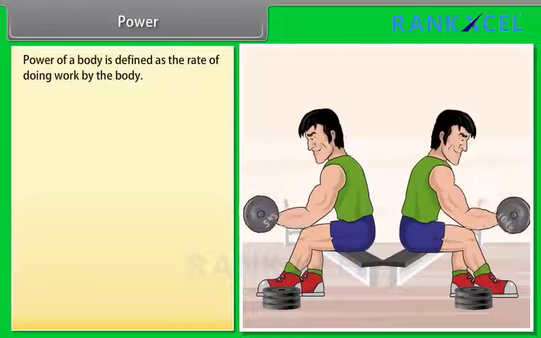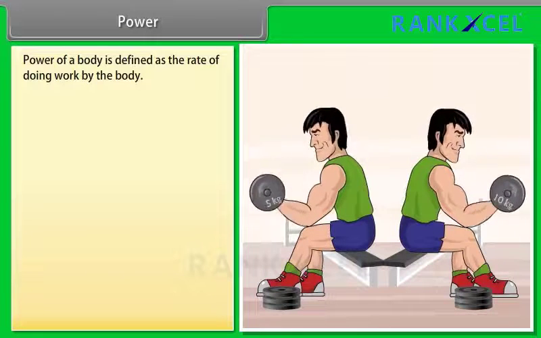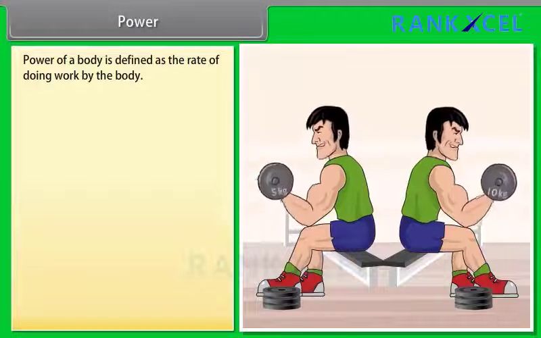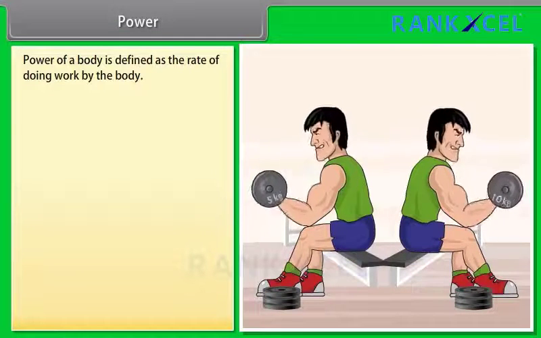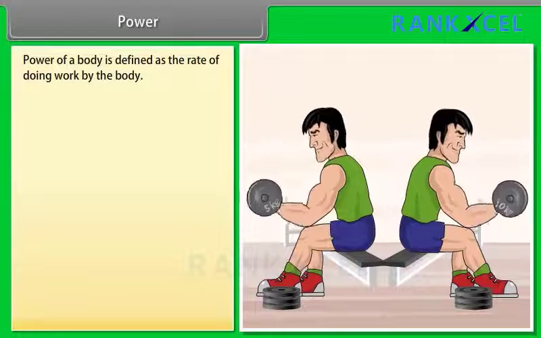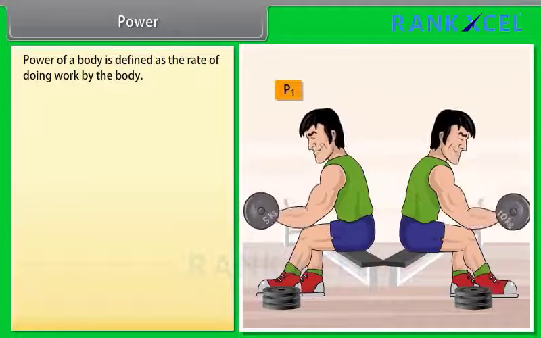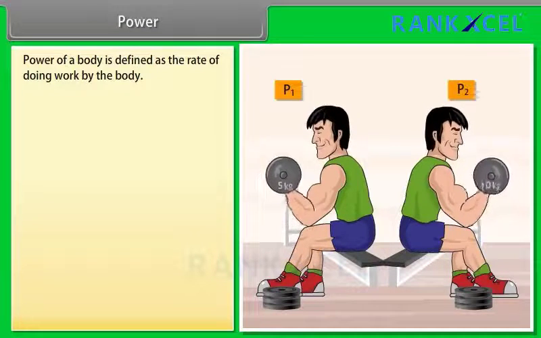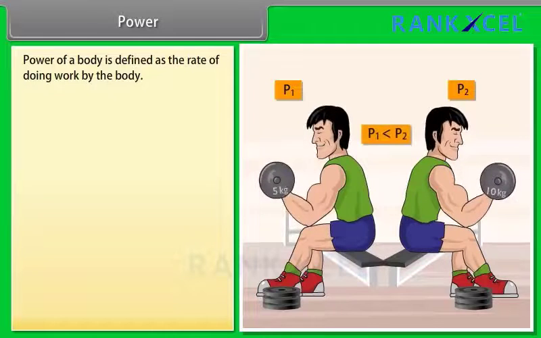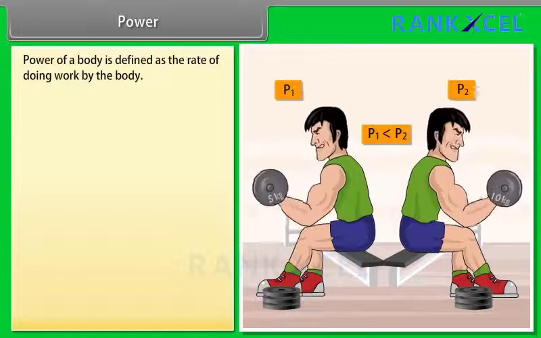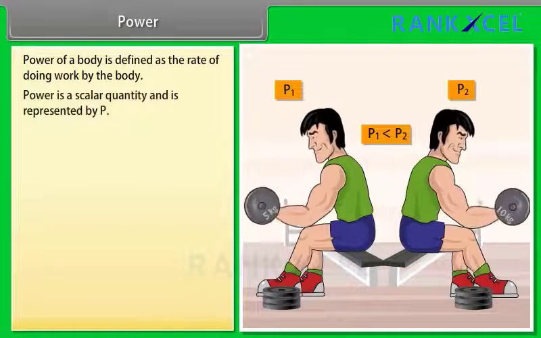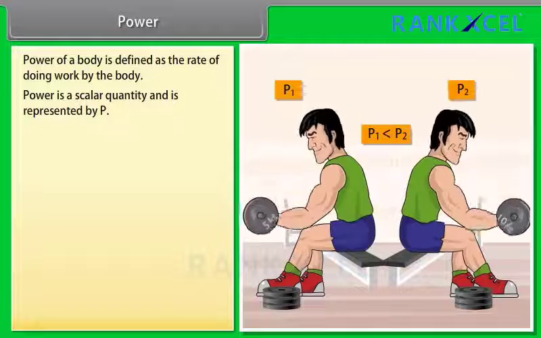Power. Power of a body is defined as the rate of doing work by the body. Let us take an example. A boy is doing exercise by using a dumbbell. When he used the dumbbell of 5 kg, then he applied power P1. And when he used the dumbbell of 10 kg, then he applied power P2. Hence, the power rating is high when he used the dumbbell of 10 kg as compared to the dumbbell of 5 kg. Power is a scalar quantity and is represented by P.